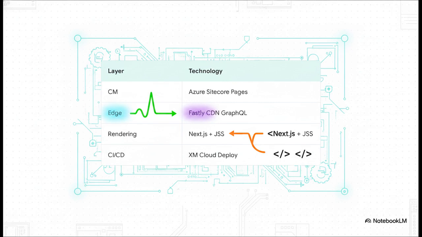Meanwhile, your front end lives on a totally separate rendering host like Next.js, and it's all tied together with XM Cloud Deploy for your CI/CD pipelines. The takeaway here, content management is now 100% decoupled from content delivery.